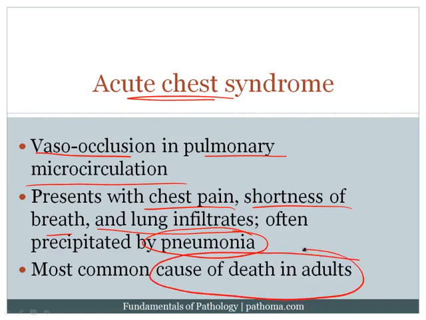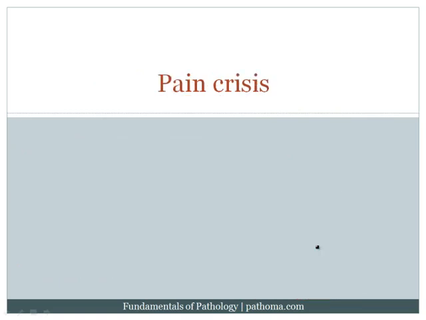So in summary, what I would say is that the presenting sign is dactylitis. The most common cause of death in kids is going to be infection with encapsulated organisms, and the most common cause of death in adults is actually acute chest syndrome. Vasoocclusion can also result in pain crises, for example, in other bones, in other organs, in other tissues.